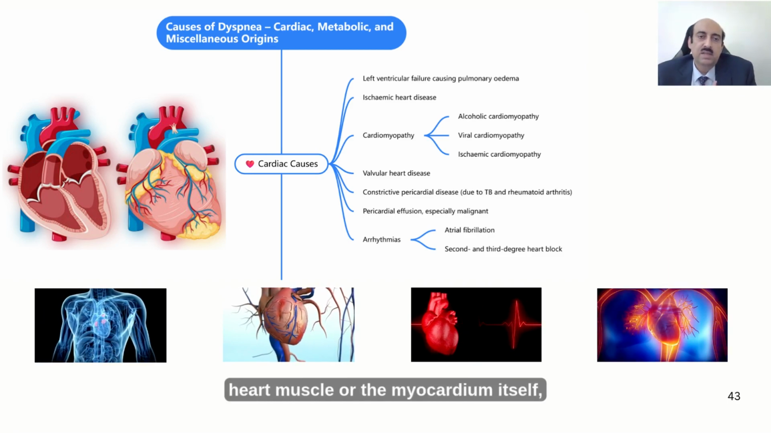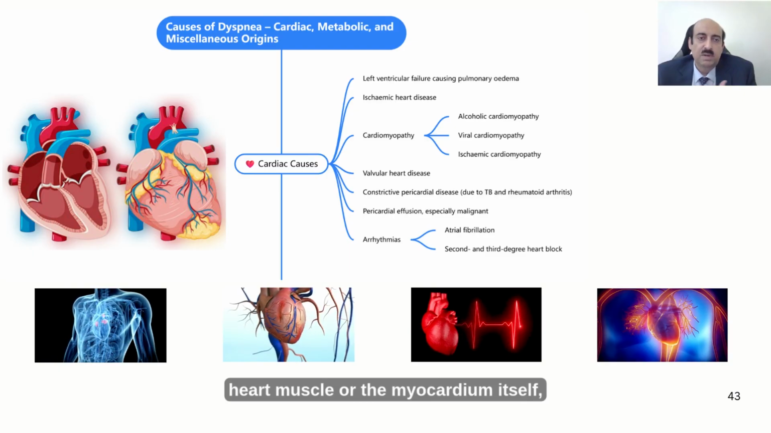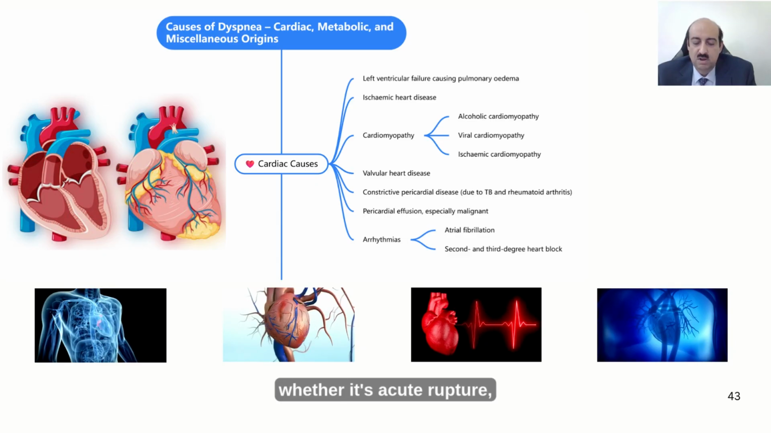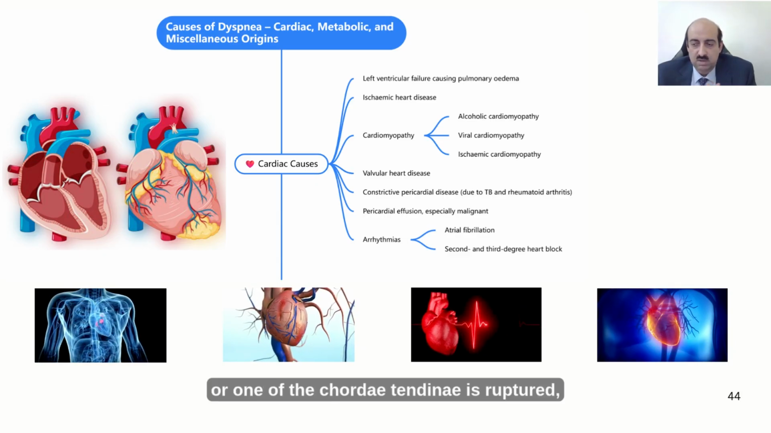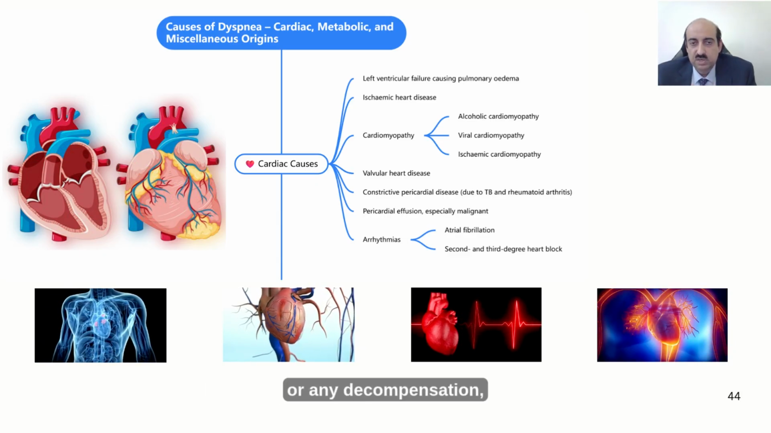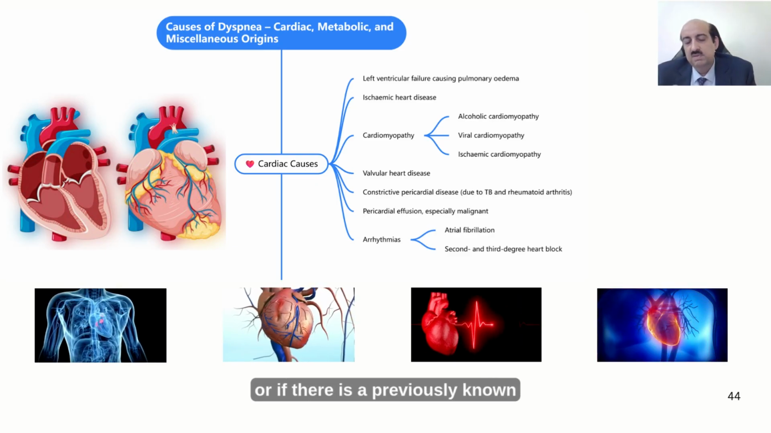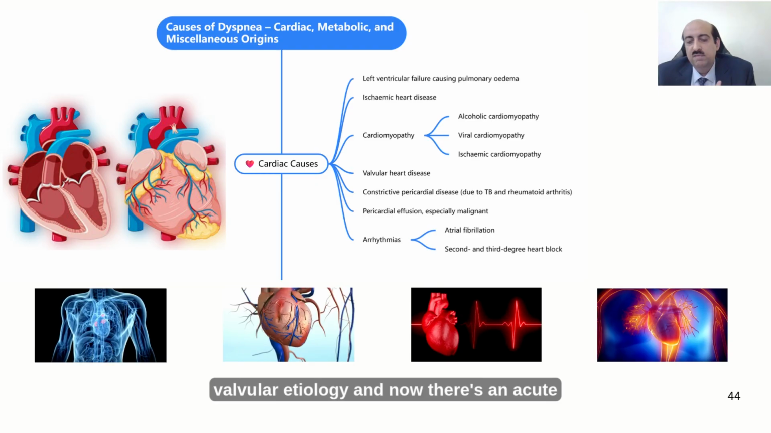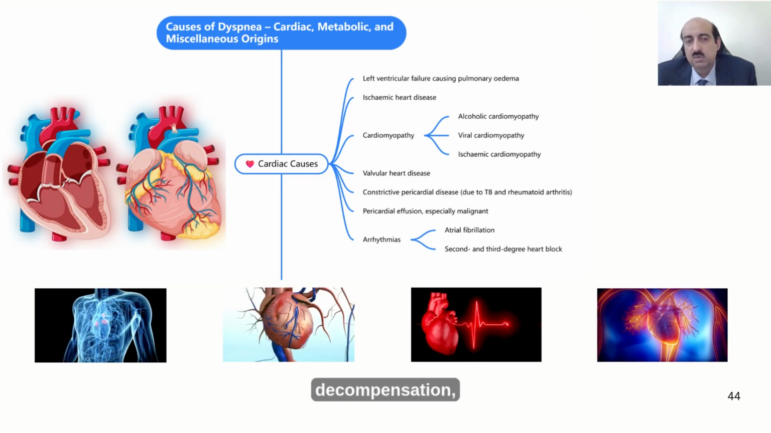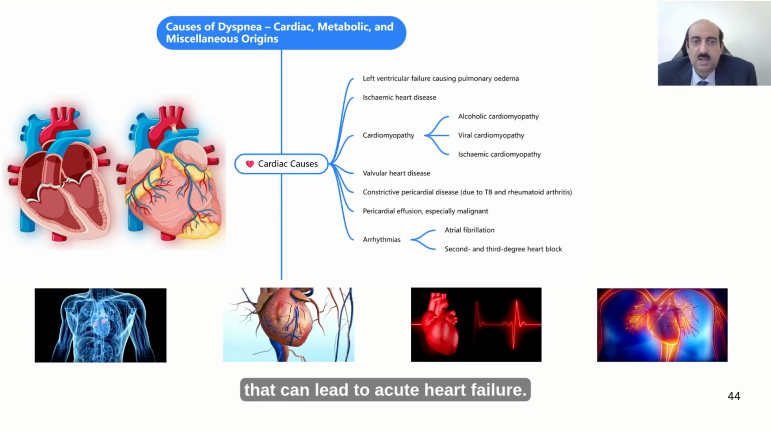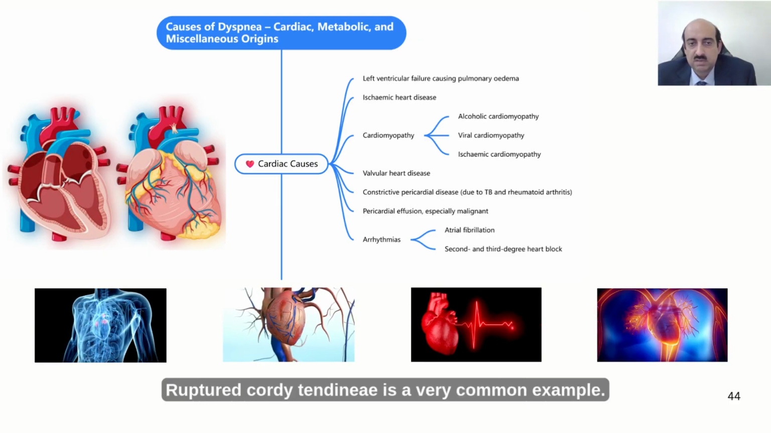Now, other than the heart muscle or the myocardium itself, we have the heart valves. Any valvular heart disease, whether it's an acute rupture, or one of the chordae tendineae is ruptured, or any decompensation, or if there is a previously known valvular etiology and now there is an acute decompensation, that can lead to acute heart failure. Ruptured chordae tendineae is a very common example.